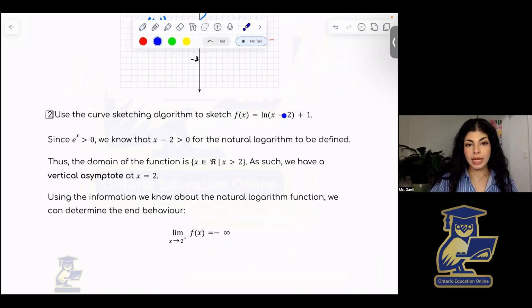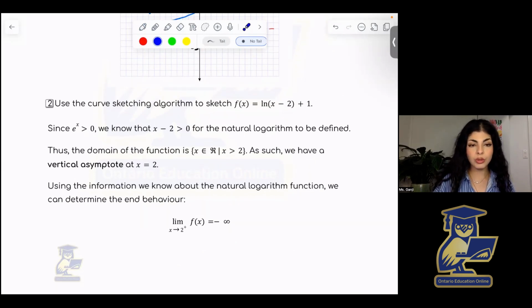So we know that this -2 means that it's actually like just the 2. So we have translated 2 units to the right, and the +1 means we have translated 1 unit up. So that's also what we would expect just from transformations. But now again, making connections to the curve sketching algorithm. Since the argument has to be greater than 0, we know that x minus 2 has to be greater than 0 for the natural logarithm to be defined. So this is one requirement we have for our domain.